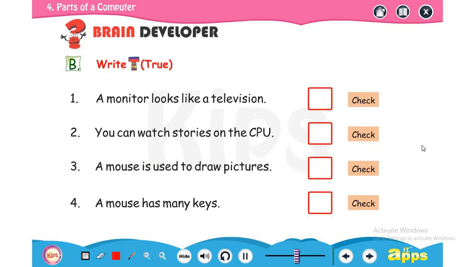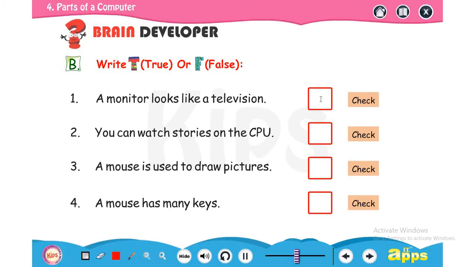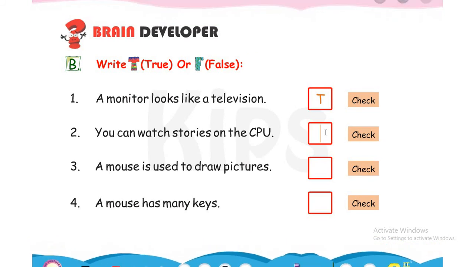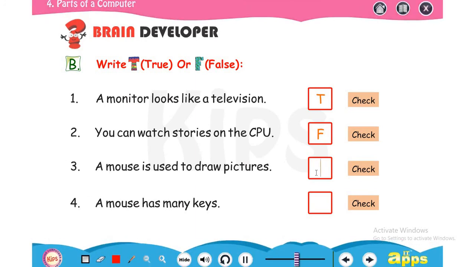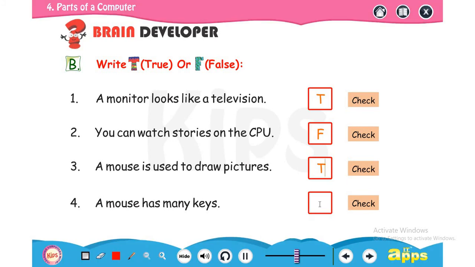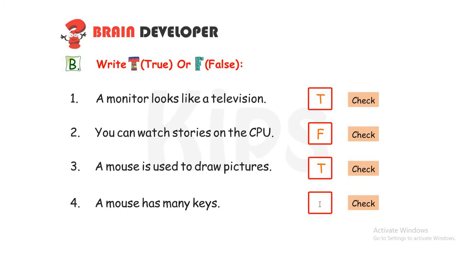Write T for true or F for false statements. A monitor looks like a television. Yes, I just said monitor looks like a television. You can watch the story on the CPU. No, CPU stores the data, so it is false. A mouse is used to draw a picture. Yes, with the help of a mouse we can draw pictures. A mouse has many keys. No, a mouse has only 2-3 keys. Keyboard has many keys, so it is false.